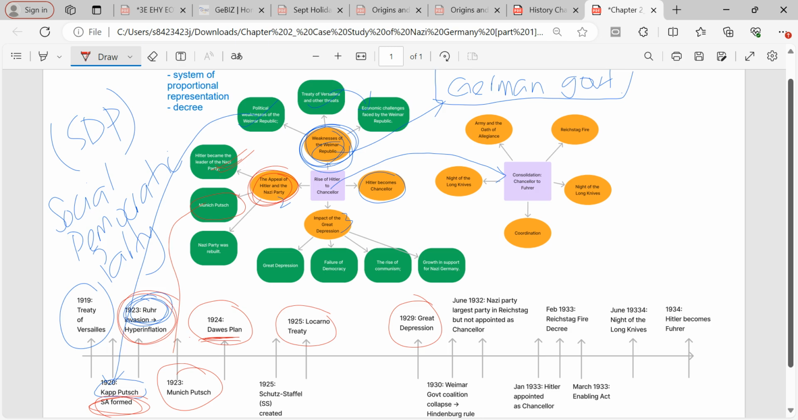So here you have the next point: the Nazi Party was rebuilt. So things like the introduction of propaganda, the formation of the Schutzstaffel. The difference between the Schutzstaffel and the SA: the Schutzstaffel would be the Nazi bodyguards who were loyal to the Nazi Party, as opposed to the SA who were hired bodyguards.